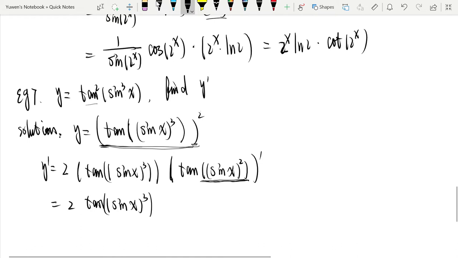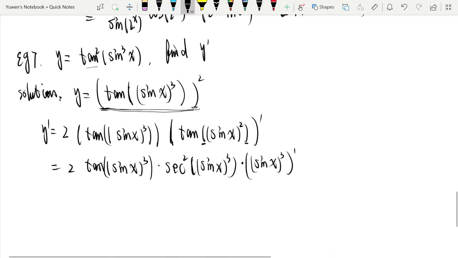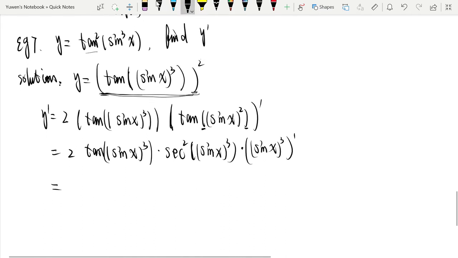There's a bracket, and now take the derivative for tangent something. The derivative of tangent is secant squared, and the bracket. Now we get rid of this pair of brackets, then take the derivative in the bracket, that's cube, and then take this derivative. So that is 2 times the tangent sine cubed x times secant squared, sine x cubed.